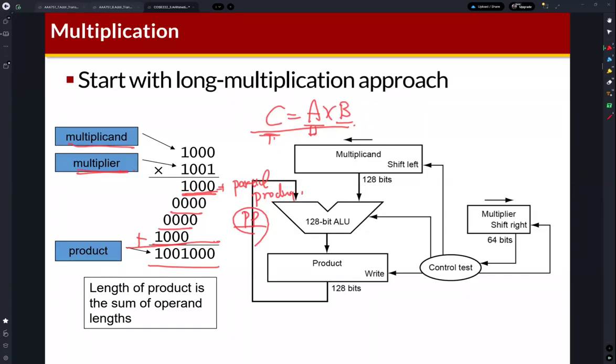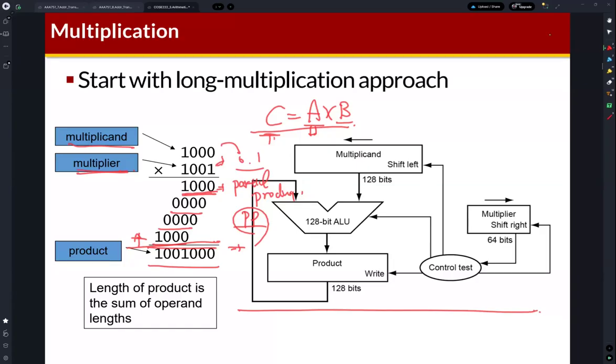Each digit of the multiplier has only two values, 0 and 1. If the multiplicand is multiplied by 1, the same number is generated, and multiplied by 0 it is 0, right? And then we just add all the partial products. This operation can be implemented like this.